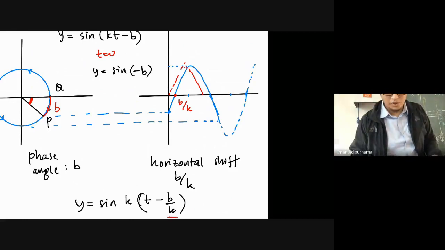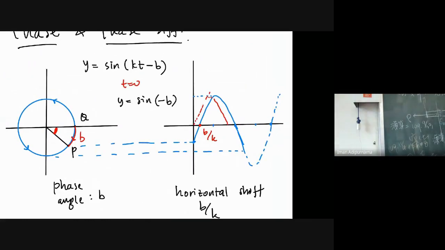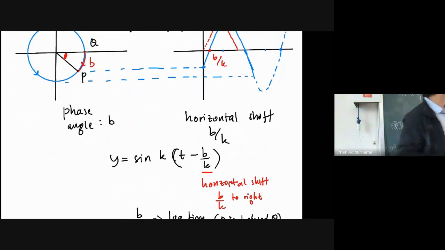Here, we have this k inside, right? The k should be here, right? So that's why at the bottom here, I'm confirming that b over k is our phase difference. Is that okay?